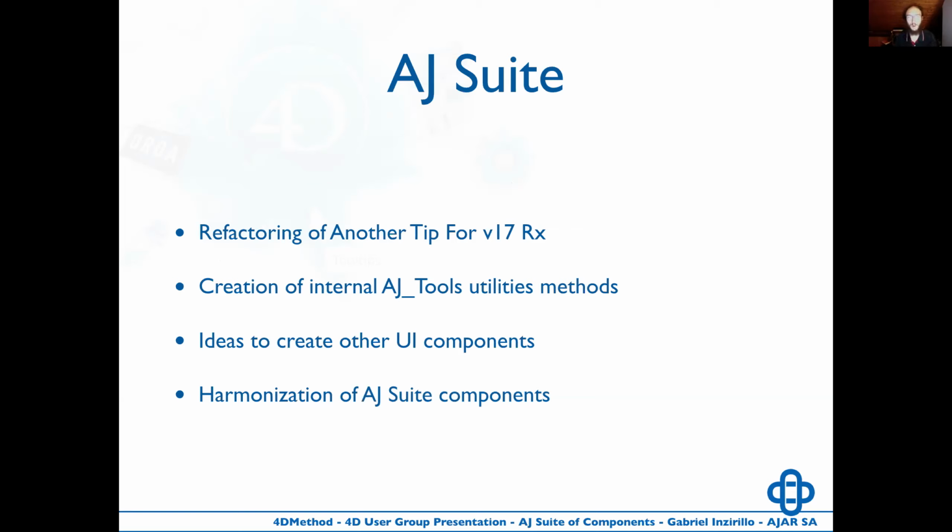Okay, the AGI suite of components. It came from the idea to refactor the Tip component, which was built with an old version of 4D. I'm not sure if it was v12 or before, but I think v12. And we wanted to use the v17 version, at that time R3, to use all the power of objects and all the nice tools we have in v17. At the same time we created some small tools, some utility methods that we use internally, which are not all released, but we had the idea to harmonize all the components behind a suite of components. We call it AGI because of Azure. So that's why we have the AGI suite of components.